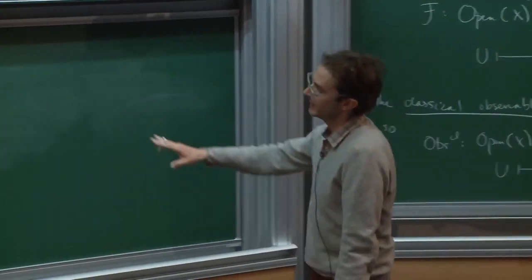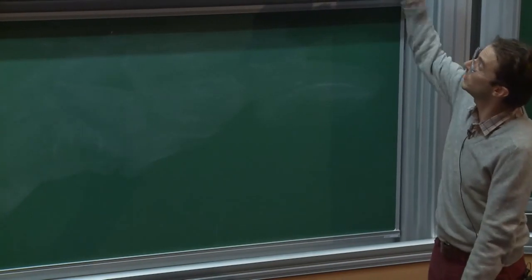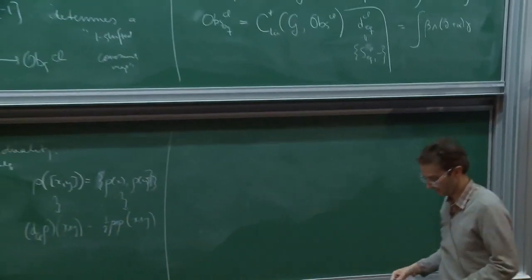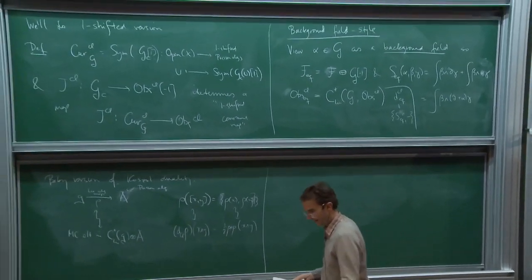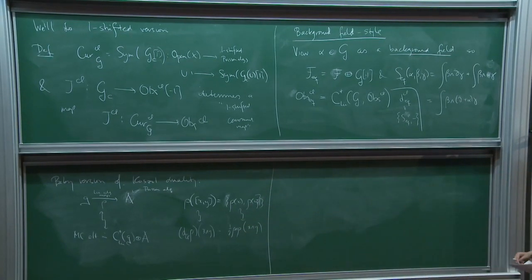But I want to say there's this fancy way of saying it, a baby version of Koszul duality, but basically as a physicist you would just be thinking about having a background field determined by that thing. Okay. So now we want to quantize this.